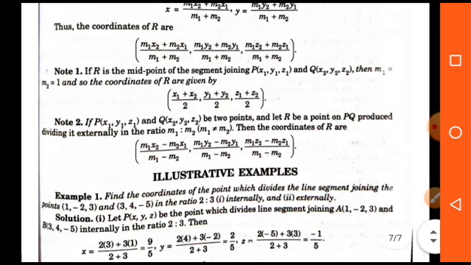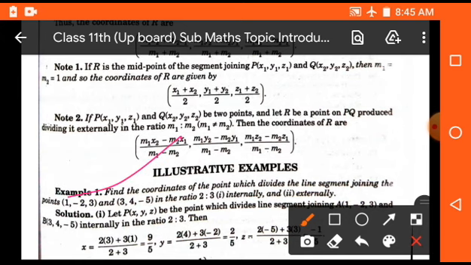Now see an example. The example is: find the coordinates of the point which divides the line segment joining the points (1, -2, 3) and (3, -4, -5) in the ratio 2:3 internally and externally. So here students, m1 and m2 are the numbers in which the line is divided in the ratio. That means here m1 is 2, m2 is 3, and x1, x2, y1, y2, z1, z2 are the given points. By the formula we can find the internal and external division. So we can find the coordinates x, y and z by the given formulas.